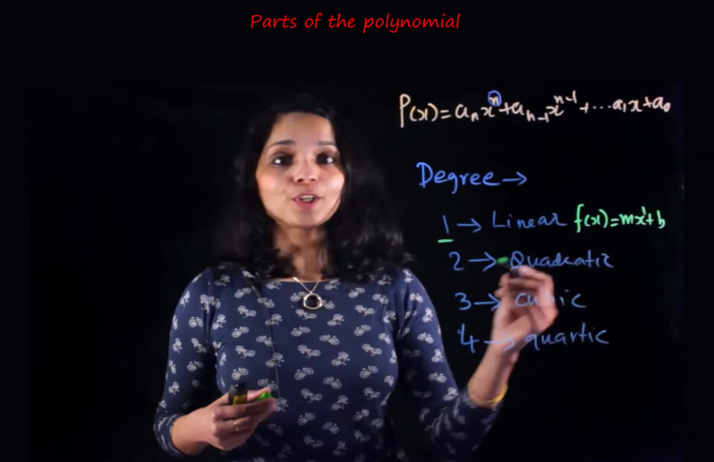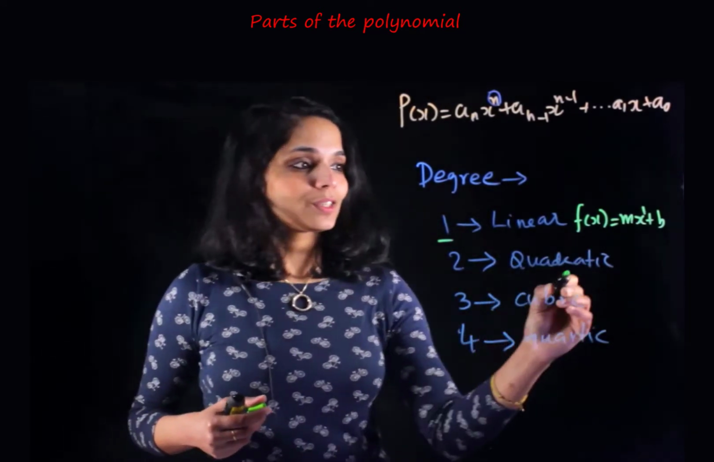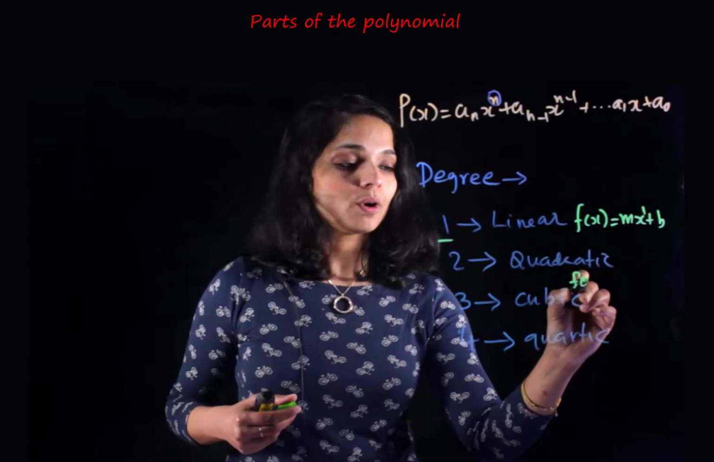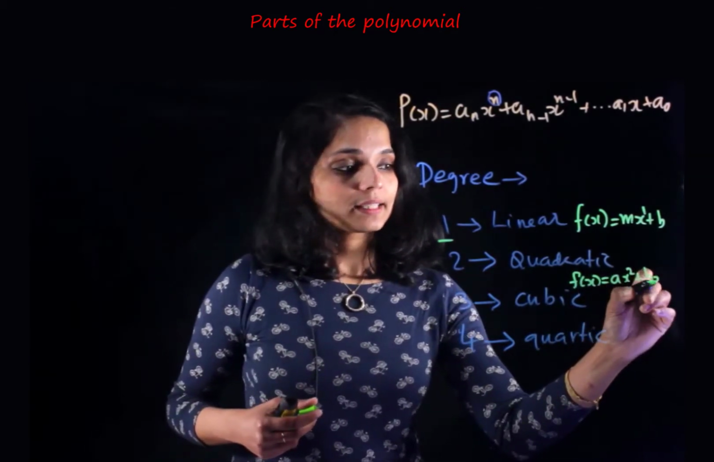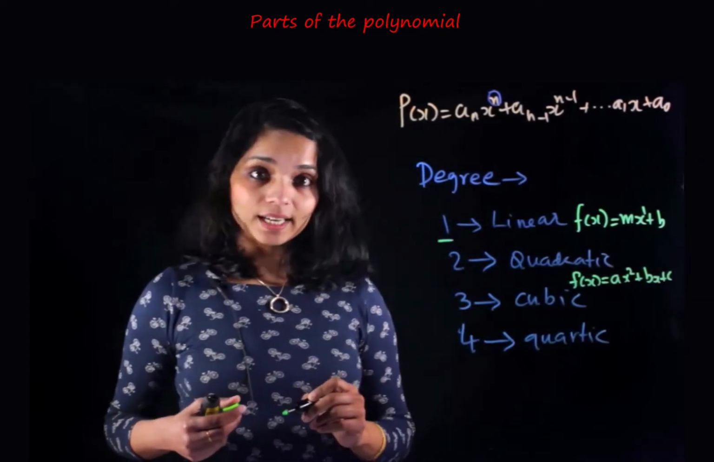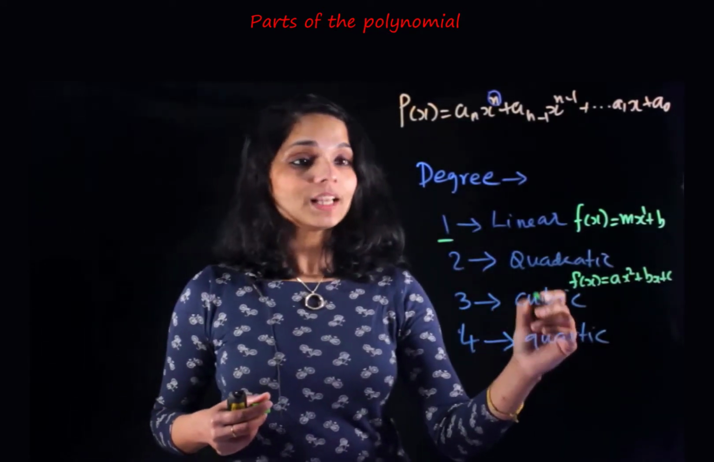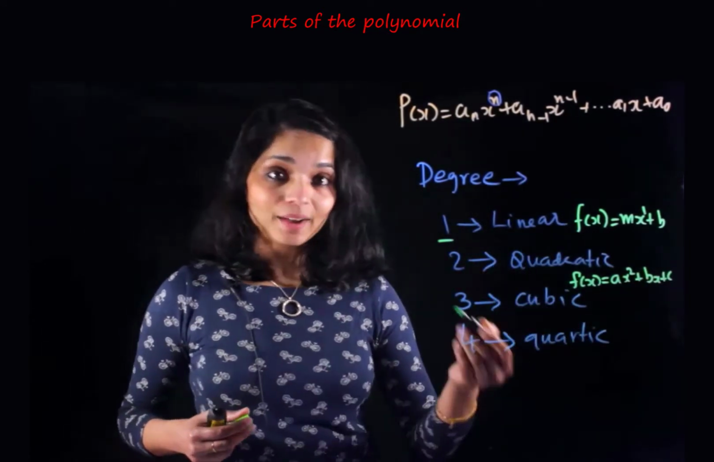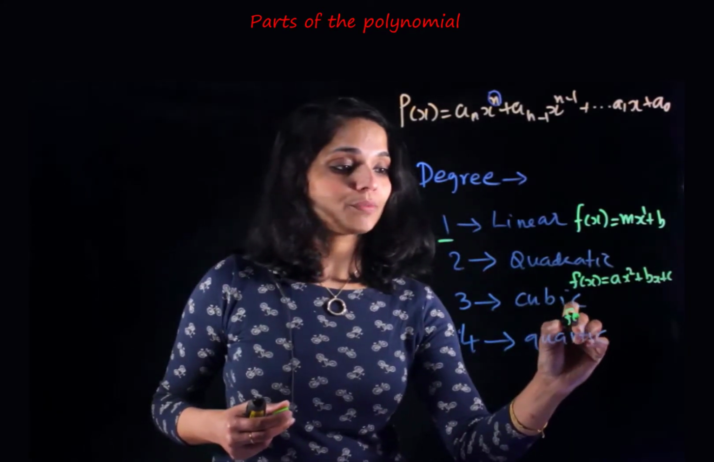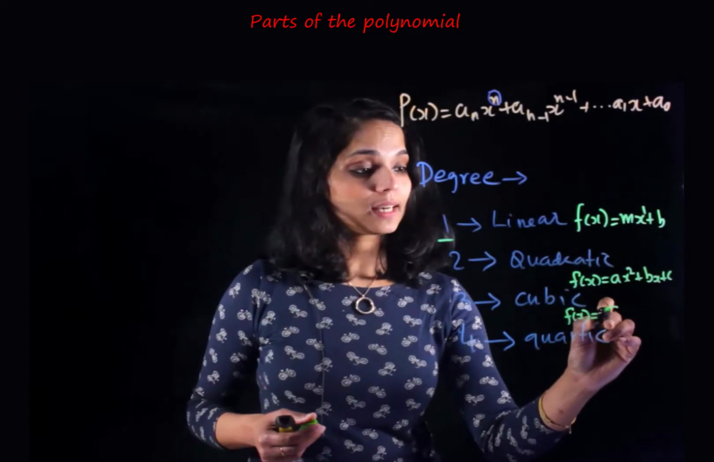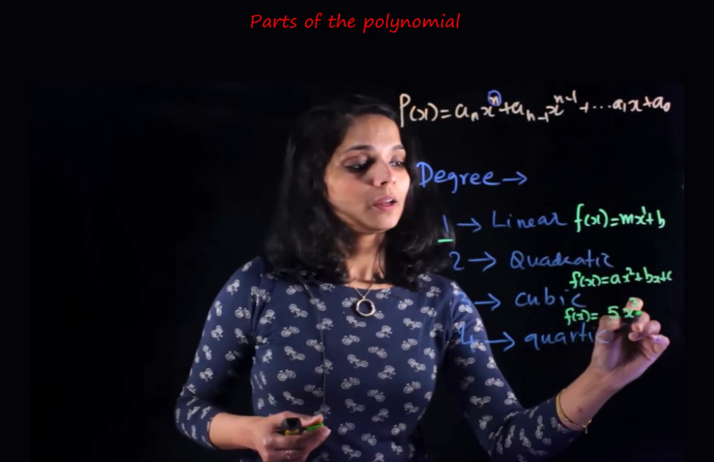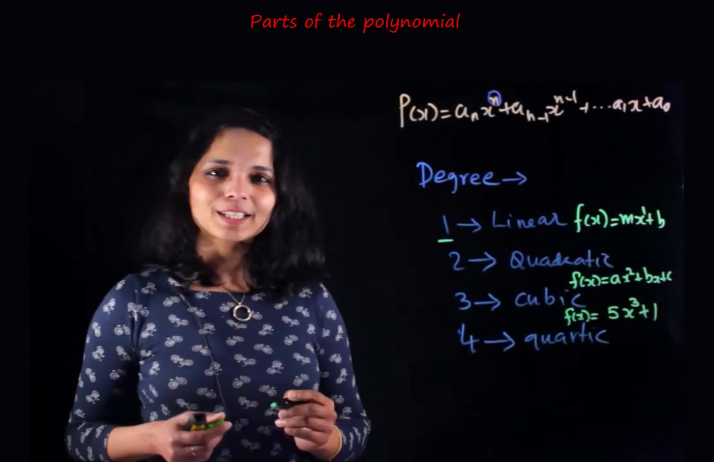And a quadratic polynomial, the equation of a parabola, is of the form f of x equals ax squared plus bx plus c. That's a quadratic polynomial. And a cubic polynomial is the one which has degree 3, and I can write down a specific example. If it's like 5x cubed plus 1, that's a cubic polynomial.